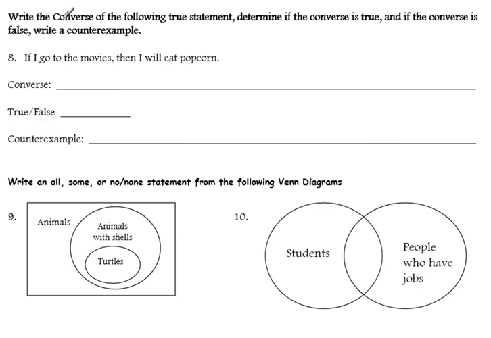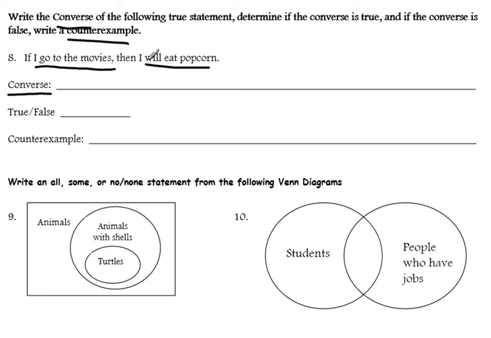Okay, number 8, we are asked to write the converse. Remember, converse is to flip the hypothesis and the conclusion. We're going to write the converse of the following true statement and determine if it's true. If it is false, we're going to write a counterexample. Remember, a counterexample is just a statement that proves that your condition, or in this case, your converse, is false. So we were already told that if I go to the movies, then I will eat popcorn, that's true.